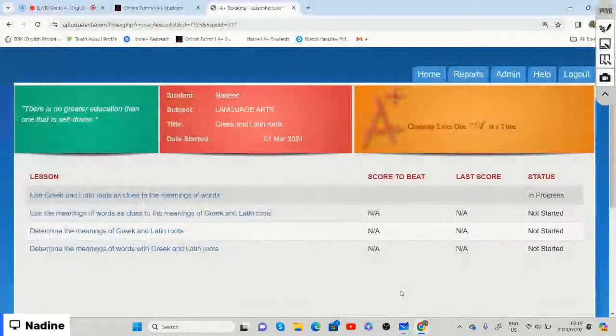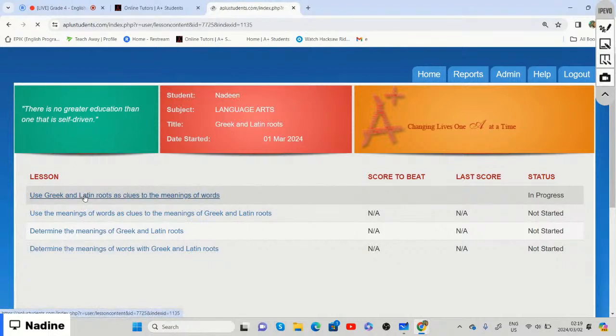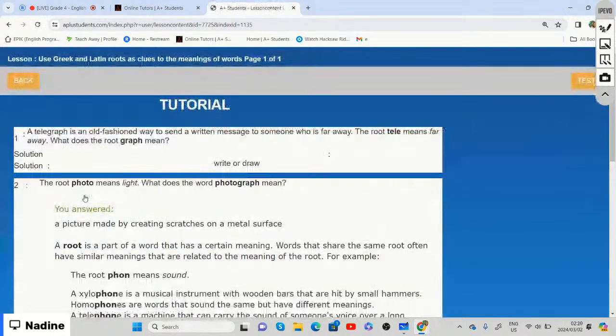Yes, buy and bye. Those are homophones, right? Those are words that sound the same, but the meanings as well as the spelling of those words are different, right? All right, so we're going to our first lesson, which is to use Greek and Latin roots as clues to the meaning of words.